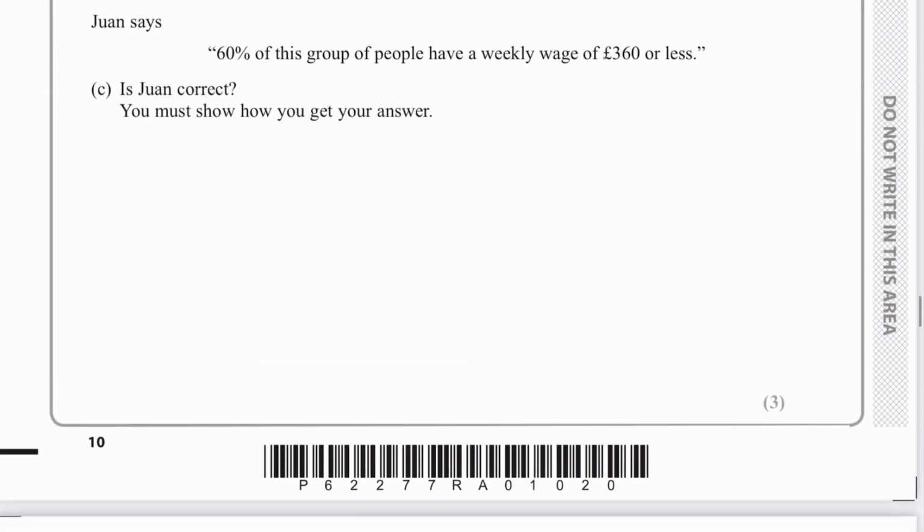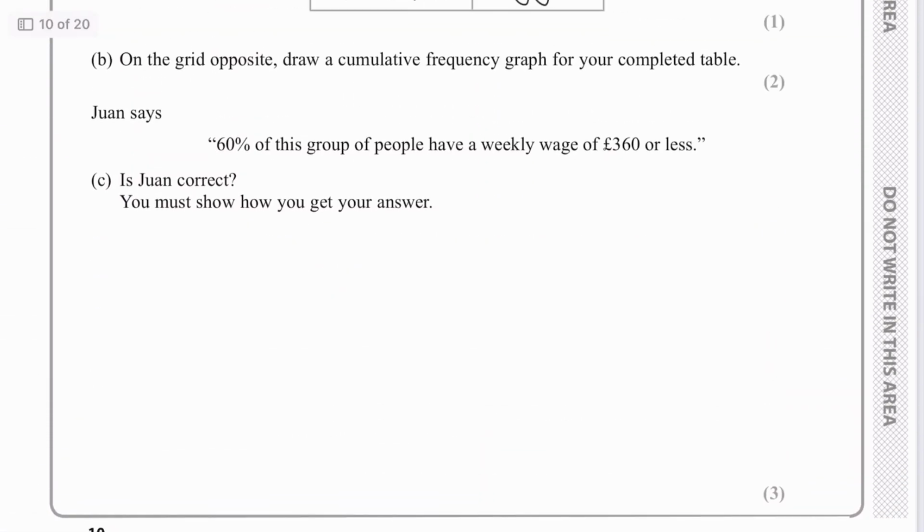So let's have a look at what one is saying. 60% of the group, well, it's actually 40 out of 80 in the group, which is equal to 50%. So I'm afraid in this particular case one is not correct. So I'm just basically taking the information directly from the cumulative frequency diagram. Okay, hopefully that's okay. There is a worksheet on cumulative frequency diagrams if you'd like to practice these a little bit more.